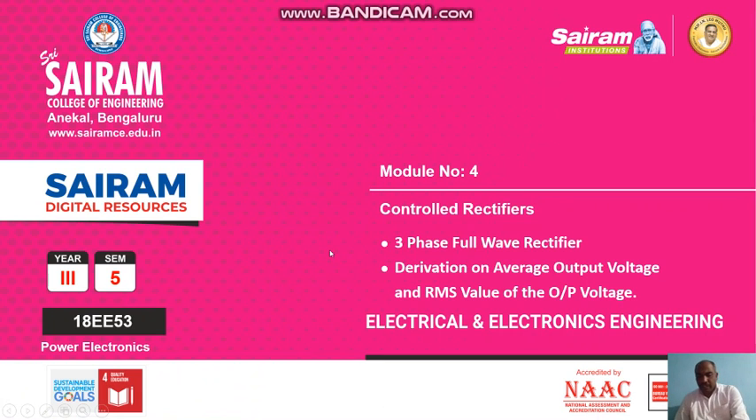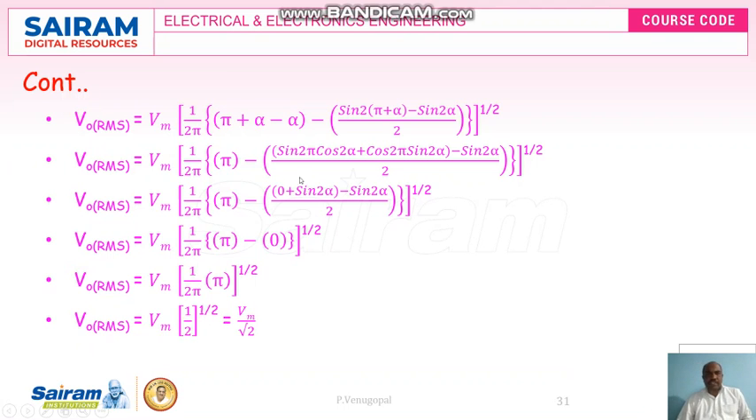Okay, freewheeling diode. This is also very important from the examination point of view. So you need to study both the average value of the DC output voltage for the single phase full rectifier with RL load with freewheeling diode, and also the RMS value of the output voltage for the single phase fully controlled rectifier with the RL load using the freewheeling diode. Okay, so this is once again very important from the examination point of view.